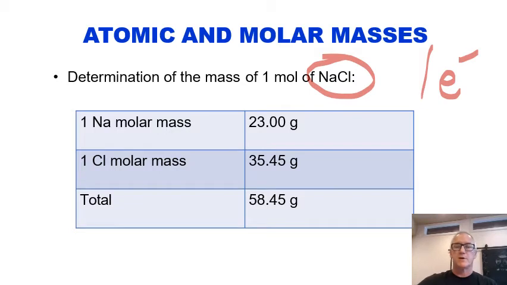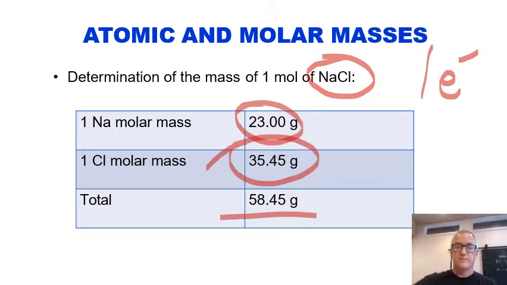Okay. So since there's 1 mole of sodium in a mole of sodium chloride, and there's 1 mole of chlorine, we just add those two together. So 23 plus 35, and that's the sum. So a mole of sodium chloride weighs 58.5 grams approximately.